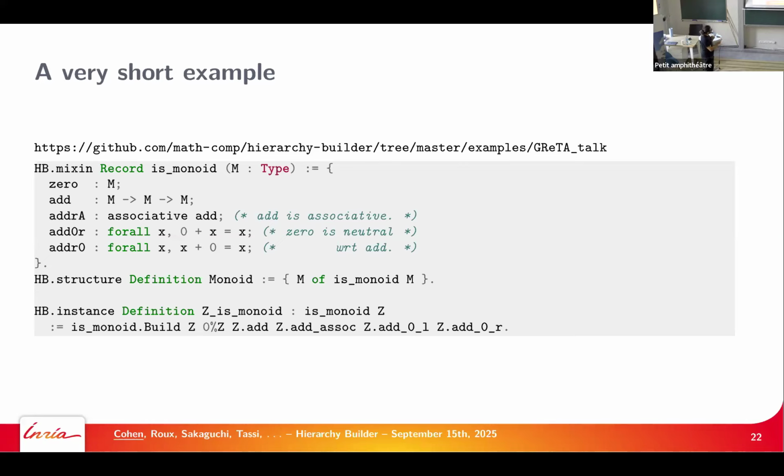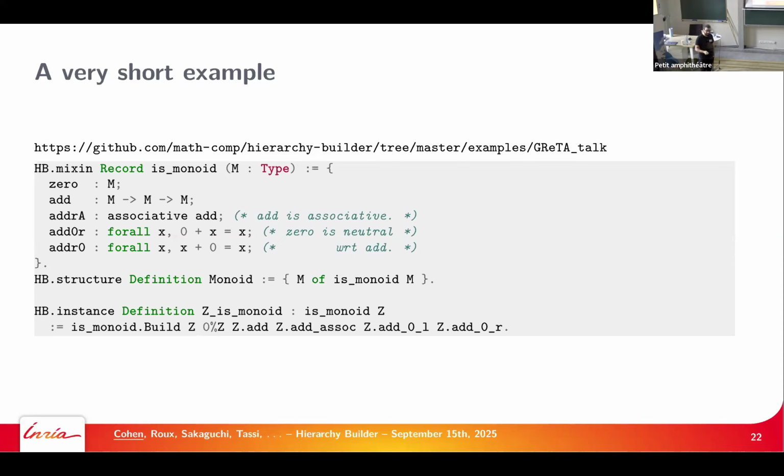Then Monoid is a structure that packages this piece of data with the type. So it's the bundling operation I've described before. And I can define a new instance by saying, so it's IsMonoid of Z, and I build it by saying on Z, I give 0, the addition I have in my library, the associativity, left and right neutrality. Okay. Simple.